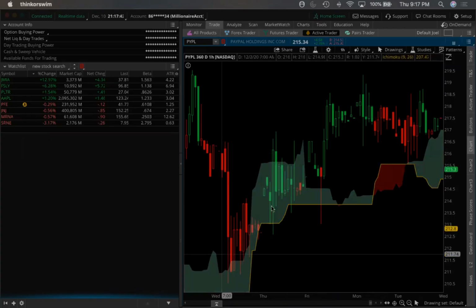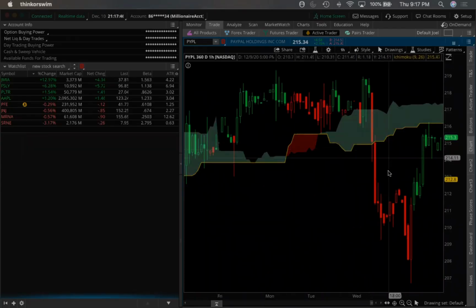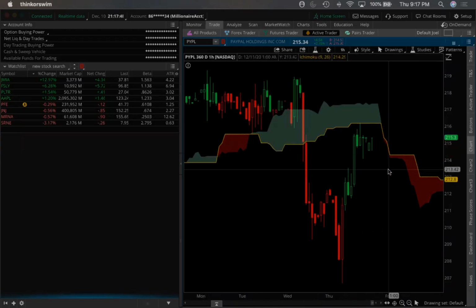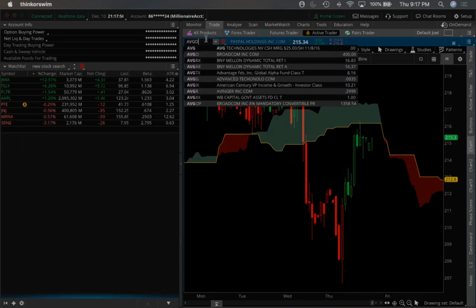Then it said, let the suckers buy it for now. Wait for it to get above it. 1, 2, 3, get in. That's PayPal. Let's look at AVGO. What's this? Broadcom.